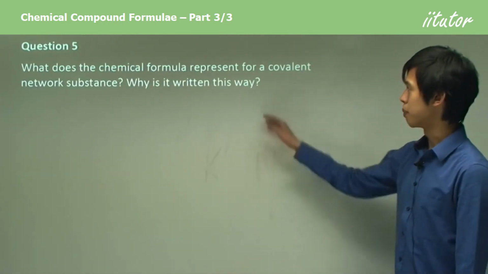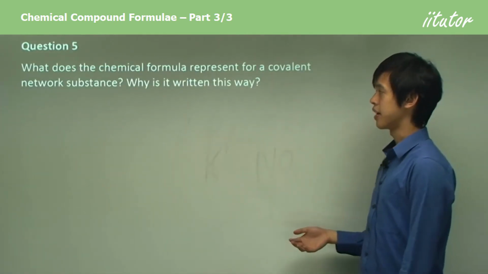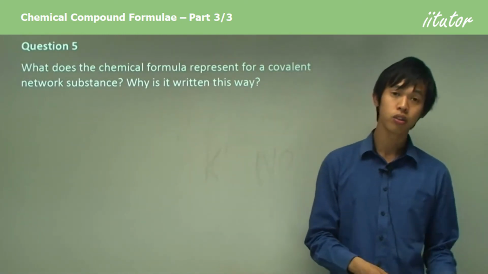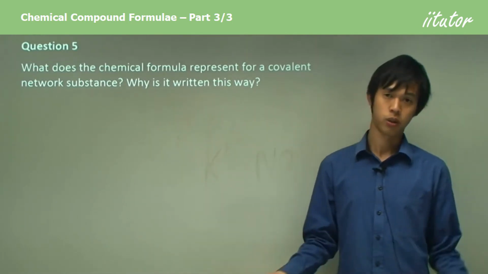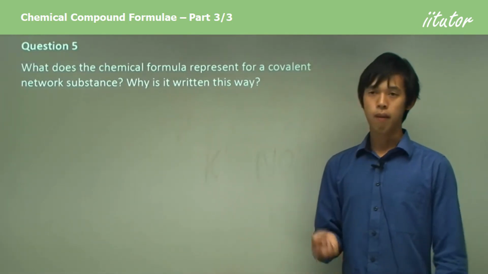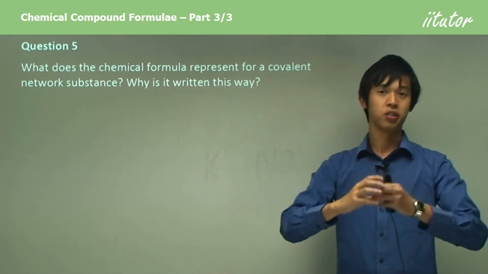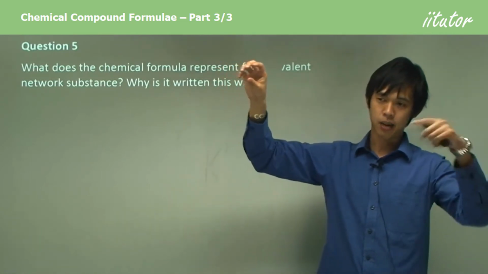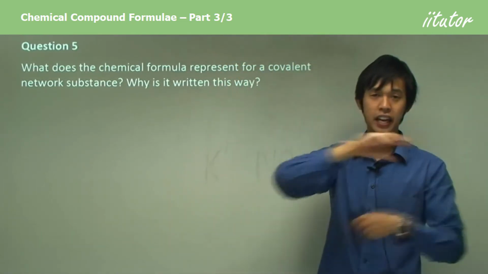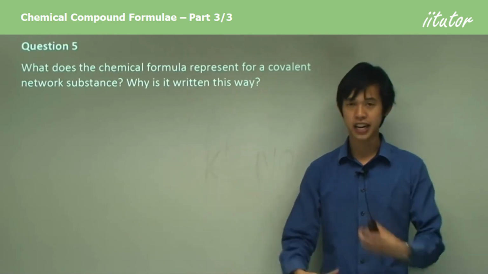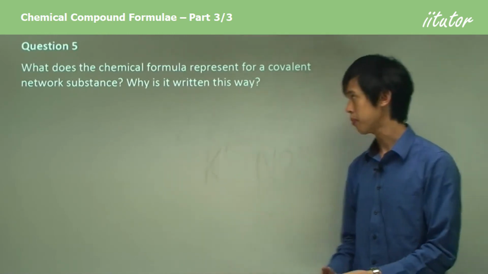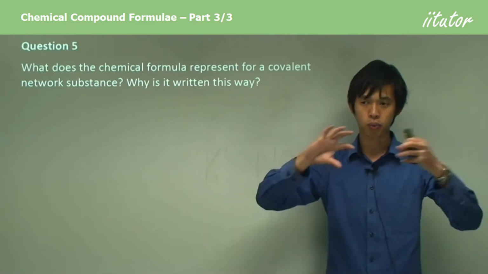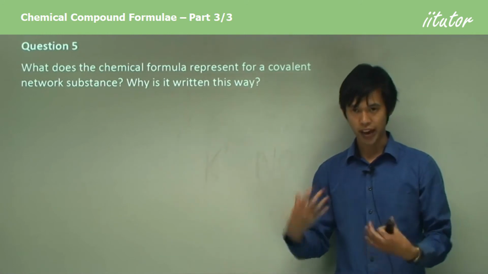So what does the chemical formula represent for a covalent network substance, and why is it written this way? So we did a lot on covalent molecular substances, CO2, O2, H2O, all of these things. But they exist as discrete molecules. So a carbon dioxide molecule could be flying around by itself, and another carbon dioxide molecule could be going by itself in any direction that you want. They're not interacting with each other in any way. But in a covalent network substance, like silicon dioxide, they're actually all interlinked together. So then, how do you write that chemical equation?